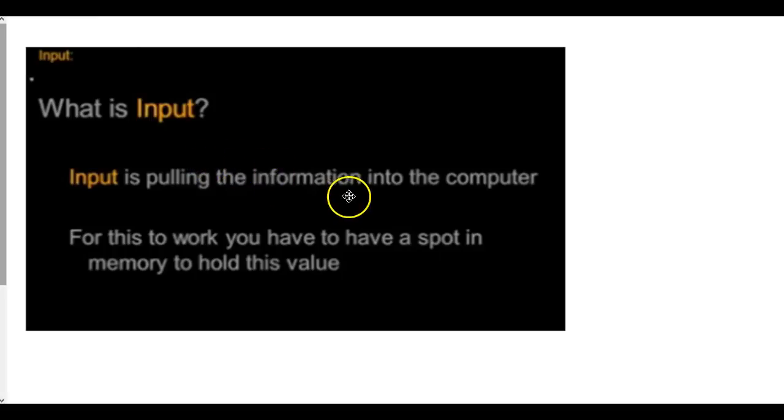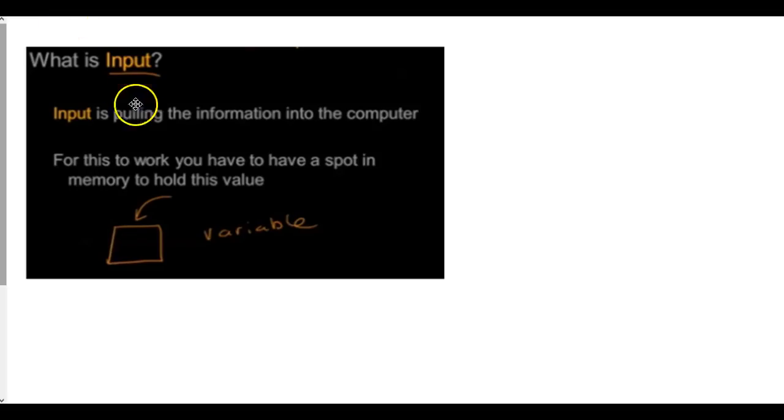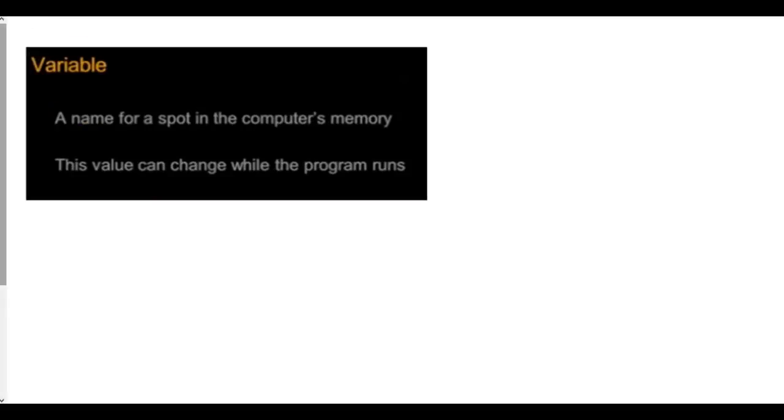So what is input? Input is pulling information into the computer. And for this to work, you have to have a spot in memory to hold the value. The information has to go somewhere. So whenever you're going to use user input, you have to store it in a variable. You don't have much else choice. It has to be stored somewhere. So we use this variable to do this. It's a box, really with an address. It's a spot in the computer's memory that the value can change while the programs run.